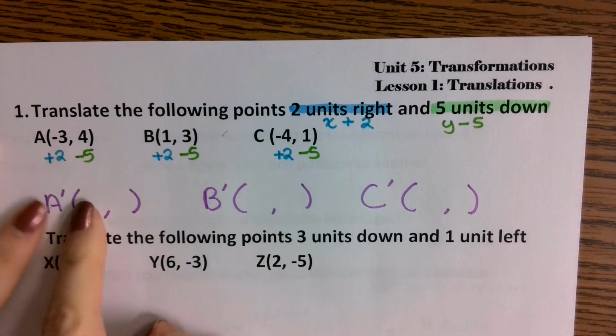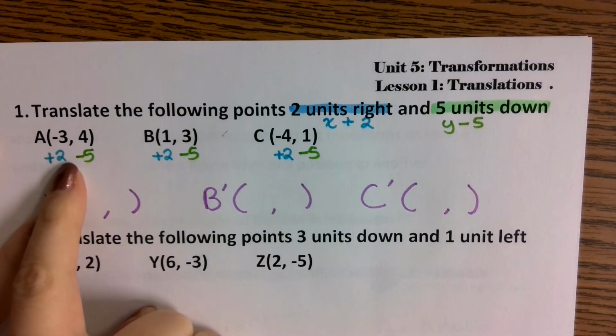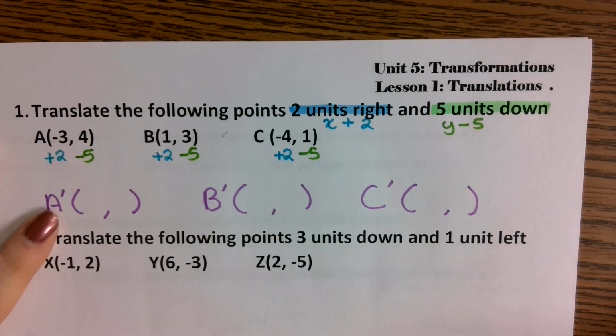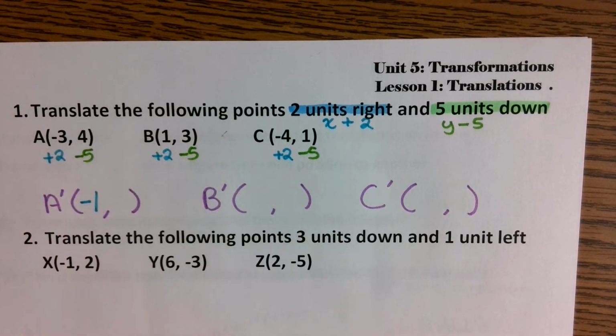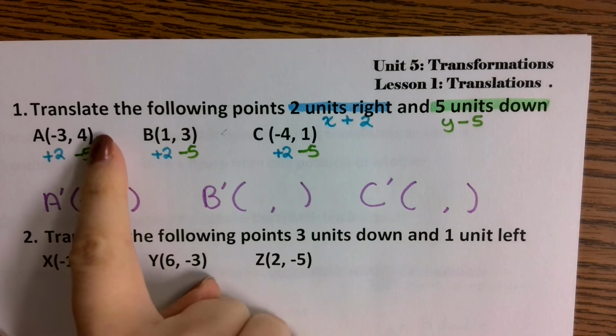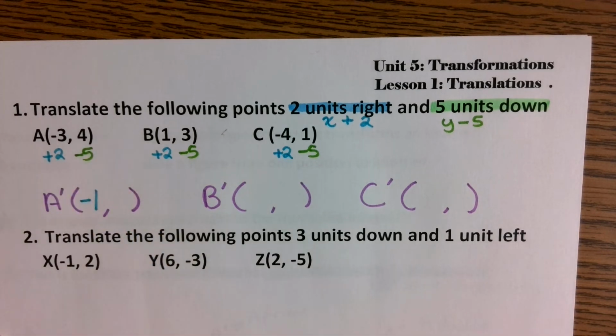Okay, let's start with A prime. We're going to do negative 3 plus 2. When we take negative 3 and add 2, we're just going to get negative 1. Then for the y value, we're going to do 4 minus the 5. That will also give us a negative 1. Okay, so we're at negative 1, negative 1 for A prime.